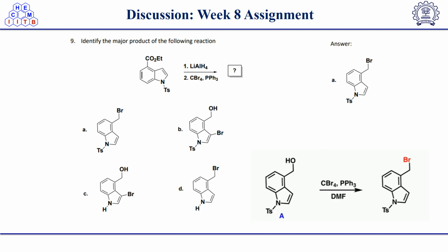Option A will be the correct answer, because this tosyl group will not be affected by any of these conditions, that is, either LAH or CBr4 in presence of PPh3. It will not affect the tosyl group, so it will be intact. The only change will be happening at this position, that is, first it gets reduced to CH2OH, followed by the conversion of that hydroxyl group into bromine. So we will get the correct answer as option A.